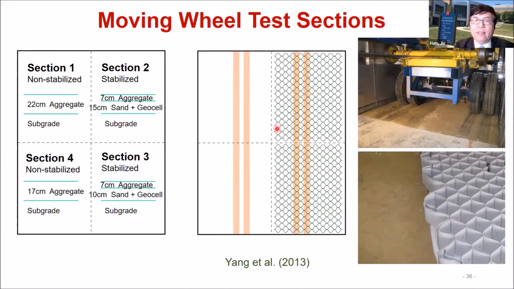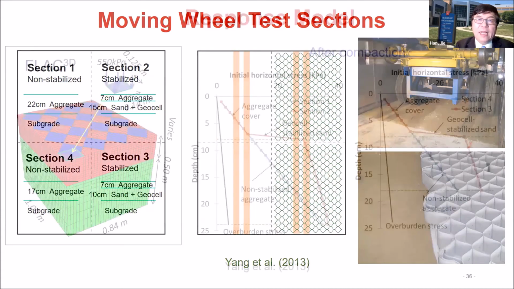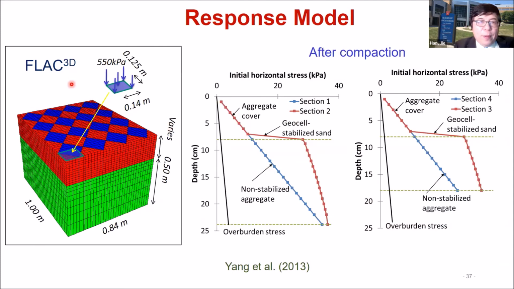This shows the geocell. Here basically 2 non-stabilized sections, and those 2 geocell sections with different thickness. We use the numerical model called Flex 3D to do the analysis to determine the stress and strain in the base course and the subgrade.